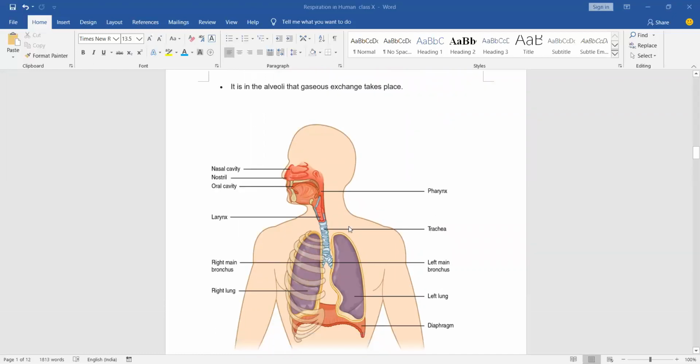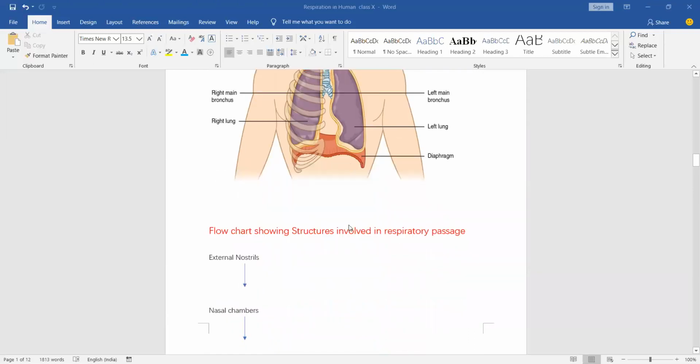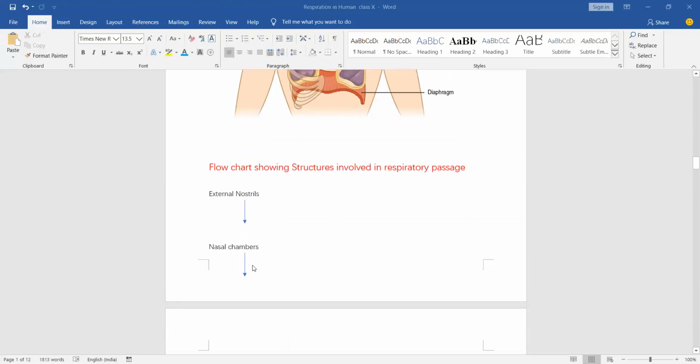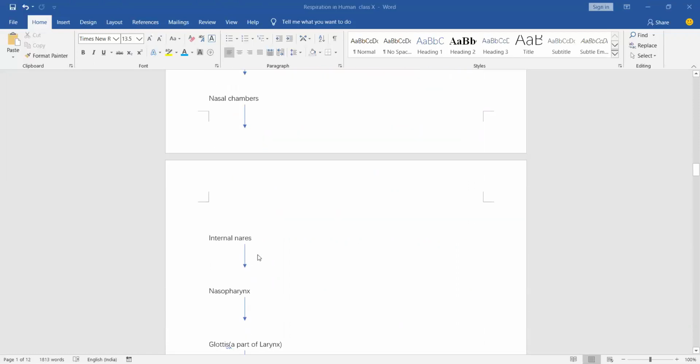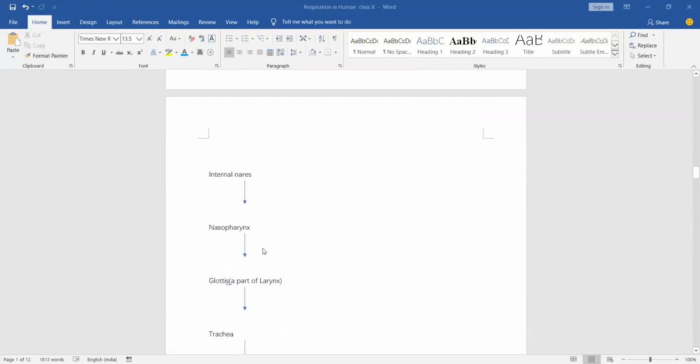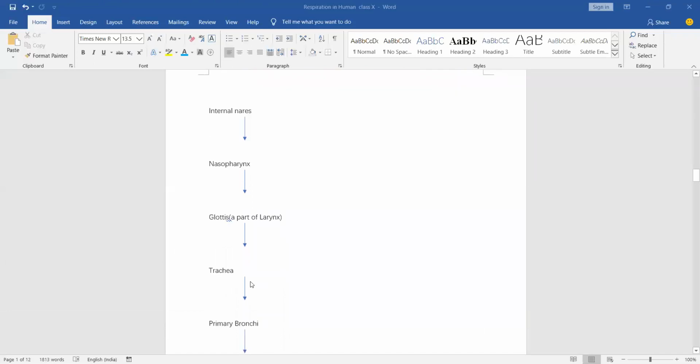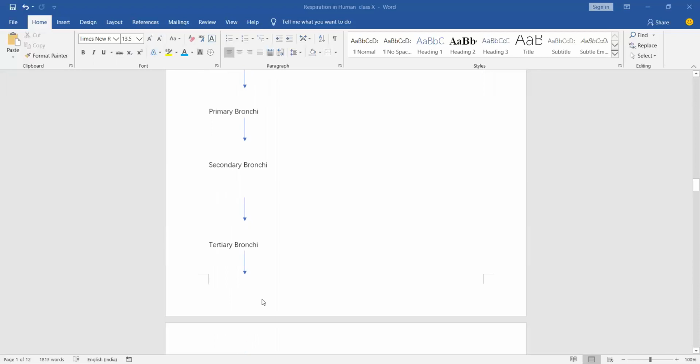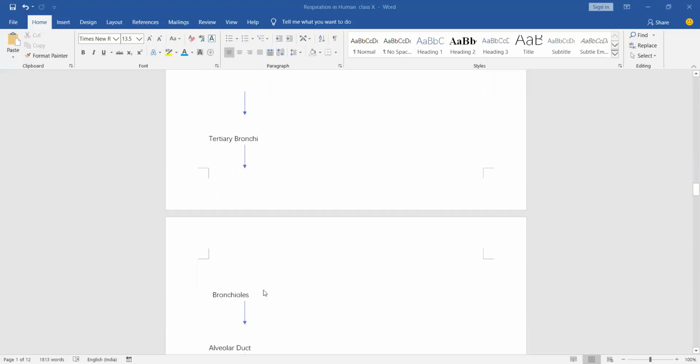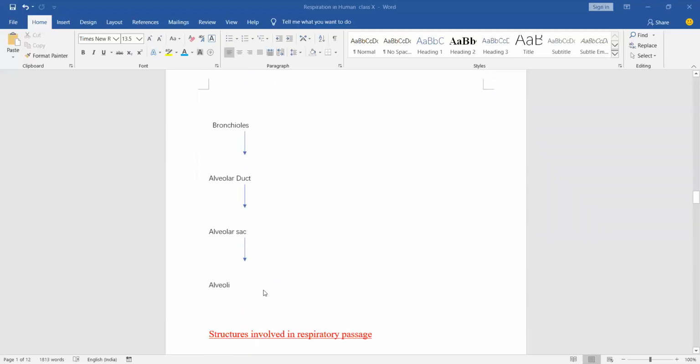Structures involved in the respiratory passage. The air passes from the external nostrils to the nasal chambers, then to the internal nares, then to the nasopharynx, then to the glottis, a part of the larynx, then to the trachea, then to the primary bronchi, then the secondary bronchi, then the tertiary bronchi, bronchioles, alveolar duct, alveolar sac, and then the alveoli.